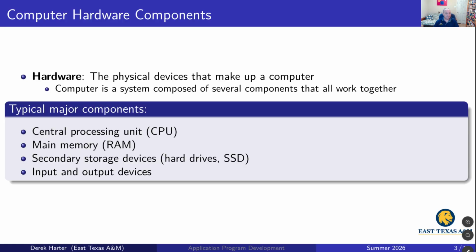It's good to have a fundamental understanding of the basic components of a computing system. A computer consists of hardware. These are the physical devices that make a computer. We typically think of a computer as being broken up into these major components: the central processing unit, main memory, also known as RAM or random access memory, secondary storage devices, which are usually hard drives or, more commonly, SSD drives in modern computers, so solid state devices, and then input and output devices.